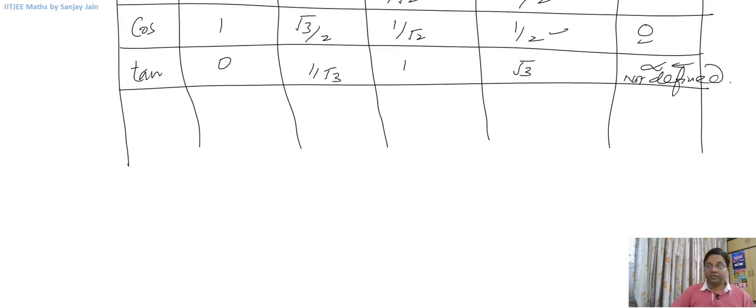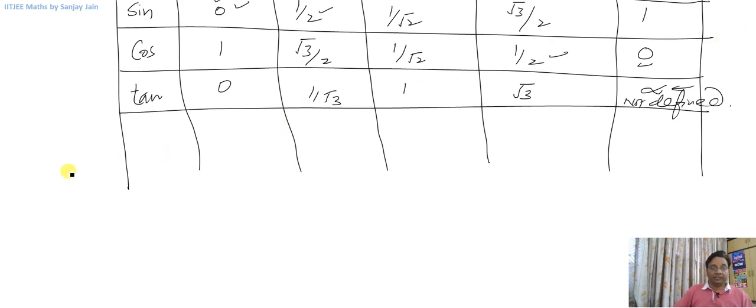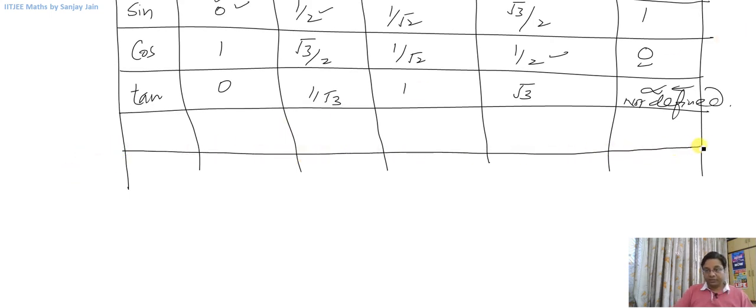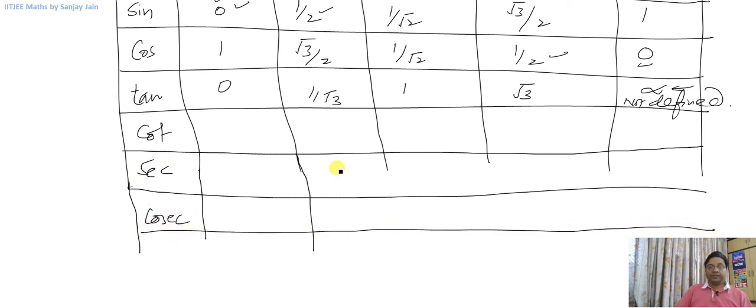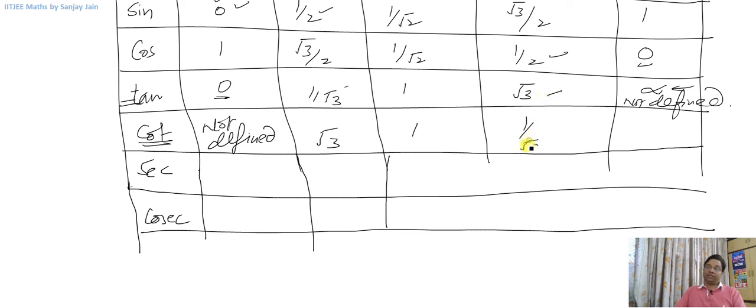Now the other ratios can be written very simply because those are reciprocals of these values. Below sine, cos, tan, write cot, sec, cosec. Cot is the reciprocal of tan. So at 0 degrees, if tan is 0, then the reciprocal, that is 1 by 0, is of course not defined. Reciprocal of 1 by root 3 is root 3. Reciprocal of 1 is still 1. Reciprocal of root 3 is 1 by root 3.